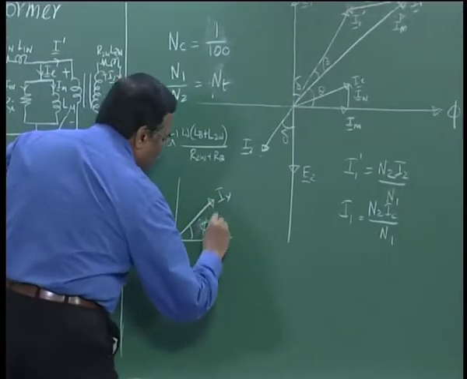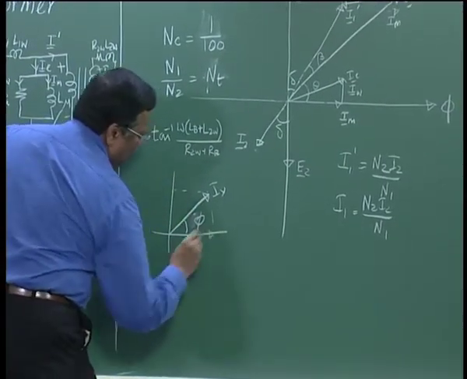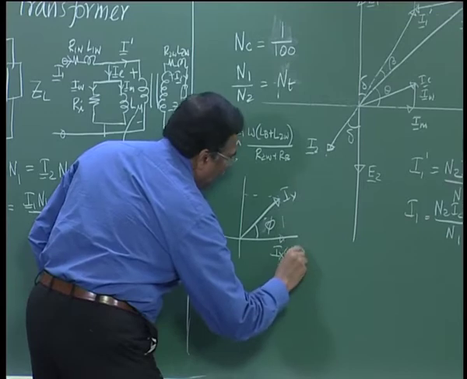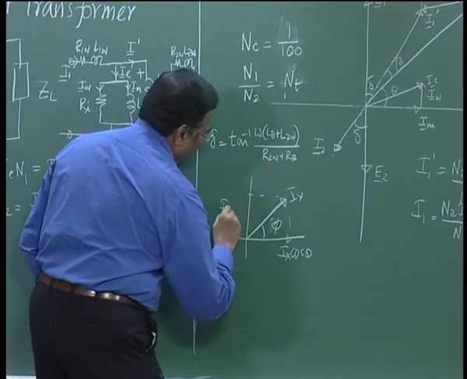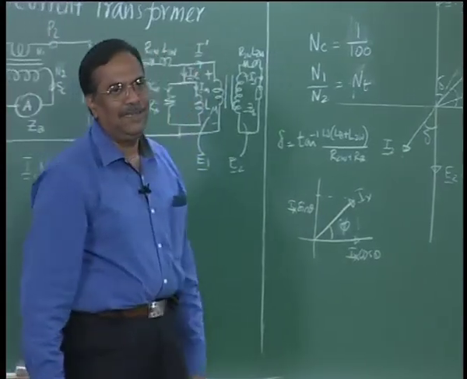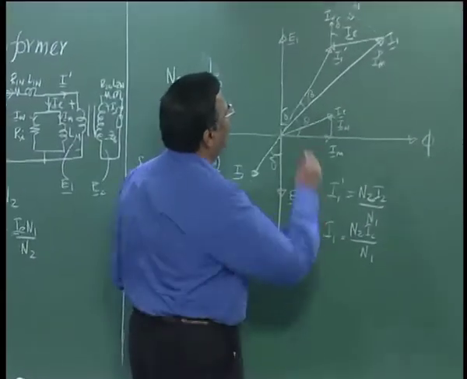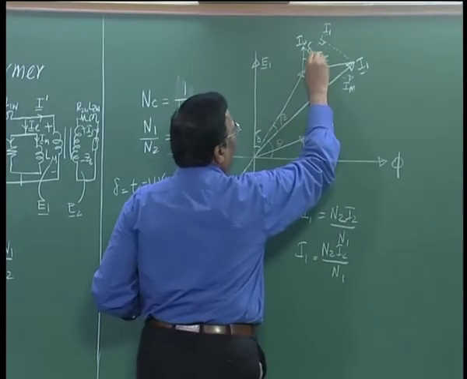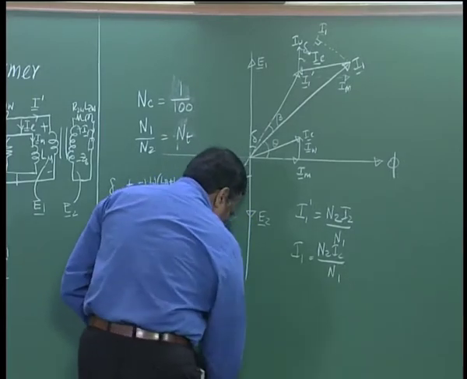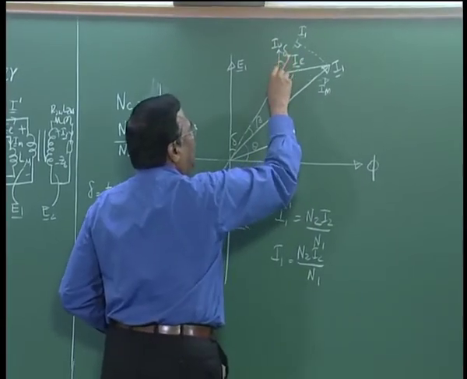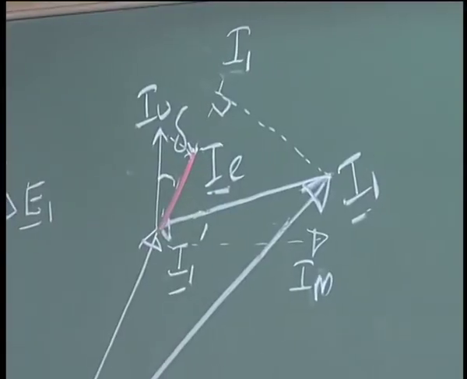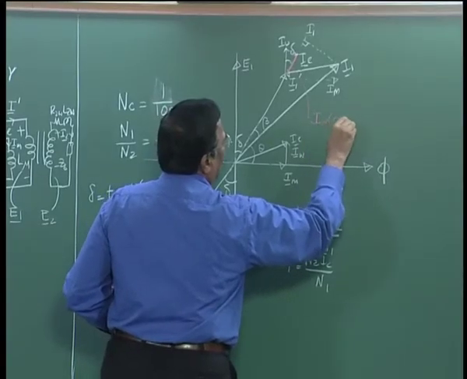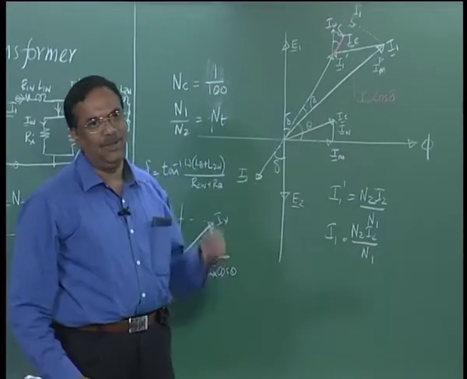Now, if I resolve that into two components, what is this component? Ix cos theta, and what is this component? Ix sin theta, right. So, now I have delta. So, I am going to resolve this component into this axis. So, now I have this is the component of IW on I1. What is this component? IW cos delta, right, because it is on the lower side.